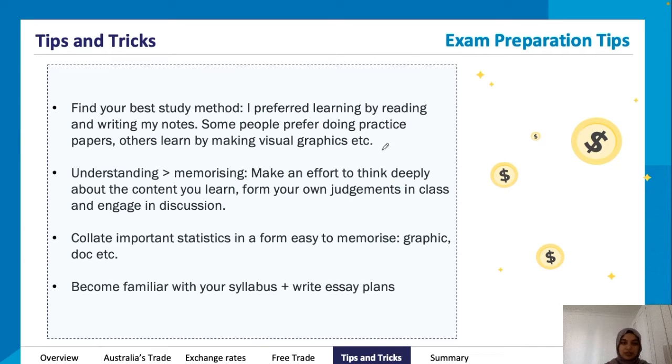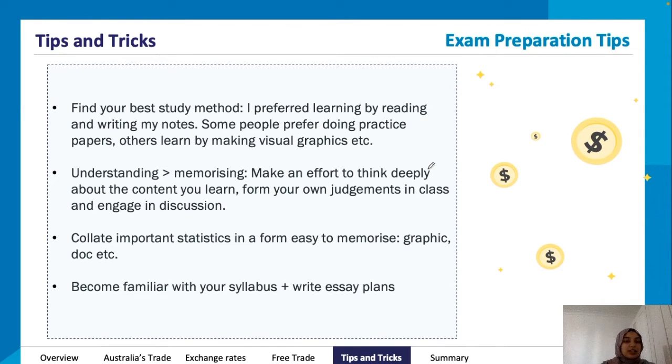So how can you do this? You can think deeply about the content that you learned. So actually go in and say, actually, what does this mean? How do I go about this? Like, look at real life examples. That really helps. Look at news articles related to exchange rates, related to the GFC, to the COVID stimulus packages, monetary policy, fiscal policy. That will help you form your own judgments. That will help you actually understand rather than just memorize whatever the textbook is saying.